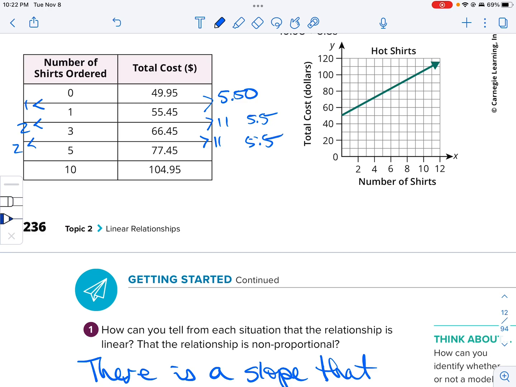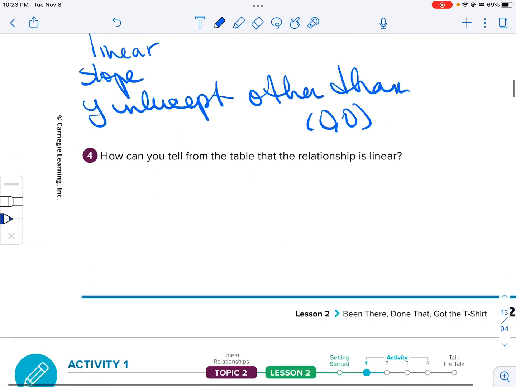Then 104.95 minus 77.45. This is 27.5. Did I do that right? 104.95 minus 77.45. Oh, I guess it is. Then this is 5. If I was to divide 27.5 by 5, I would get 5.5. That's how I can tell.